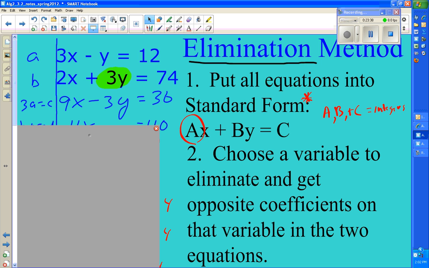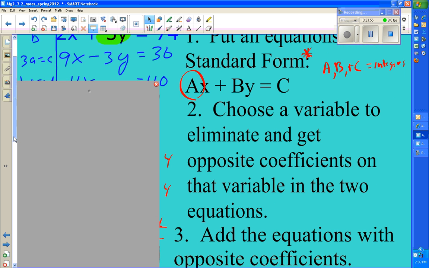Look at these two equations, B and C. The coefficients on the y, 3 and negative 3. Those are your opposite coefficients. What do you do with equations B and C now that we have opposite coefficients? What do we do with the two equations with opposite coefficients? Keep out the y. How do we do that? No. Add the two equations together. Add the equations with opposite coefficients.